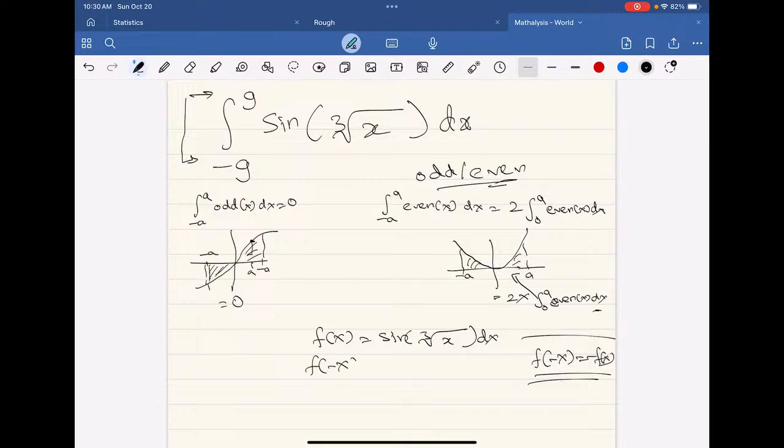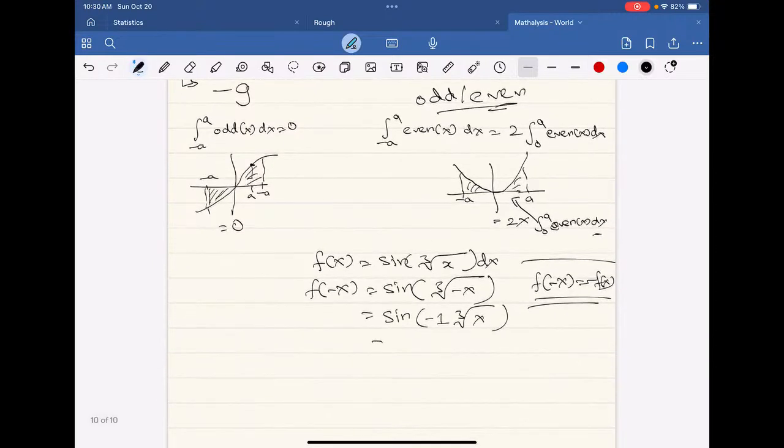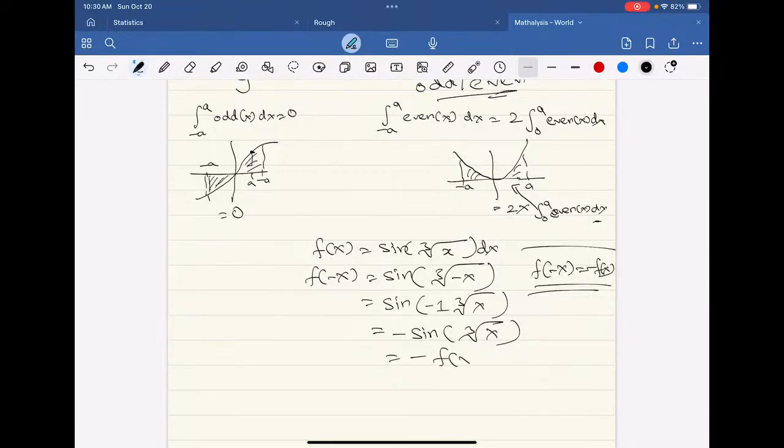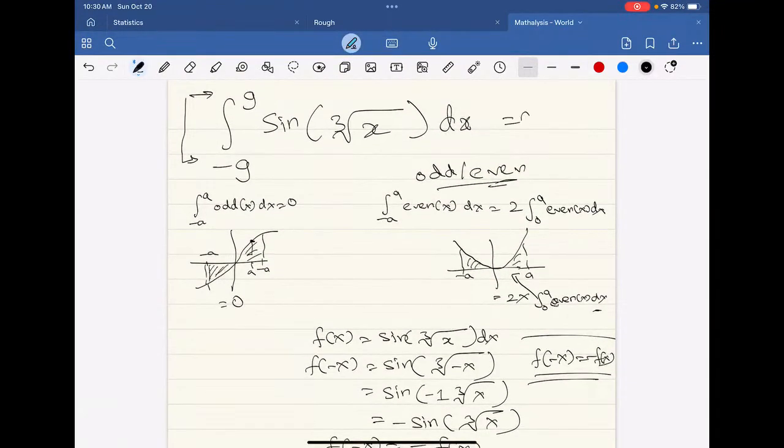f of minus x, let's see what we get. So, cube root of minus x. Now we know that the cube root of minus 1 is just minus 1. So this is minus 1 times cube root of x. And you know the sine is odd, so the negative sign comes out. So this is minus sine of cube root x. We know that sine of cube root x is f of x, so minus f of x. We proved that f of minus x is negative of f of x, therefore f of x is an odd function. And if f of x is an odd function, definitely the integral over a symmetric domain is going to be 0. So that it is.